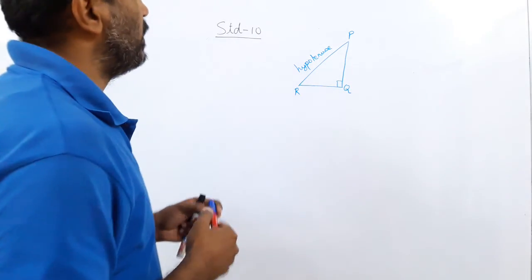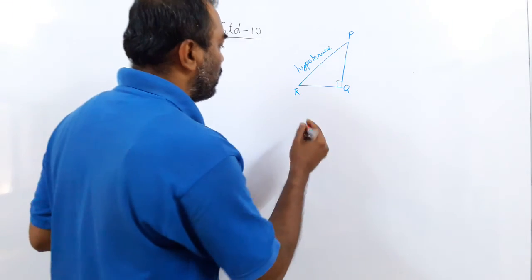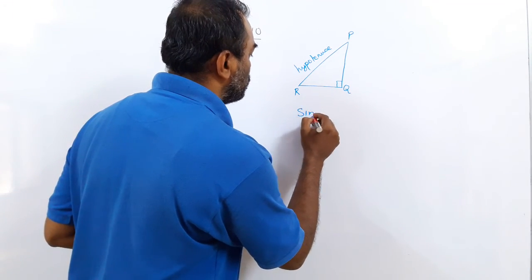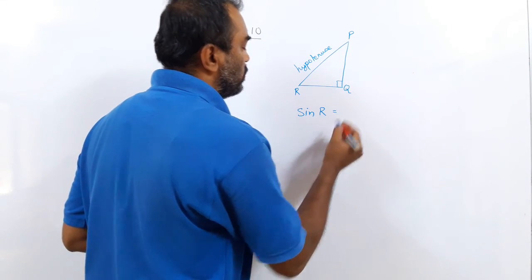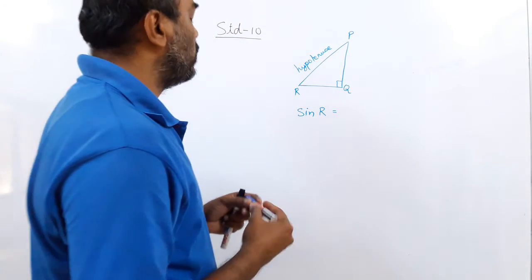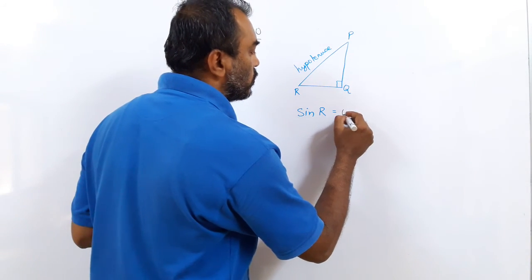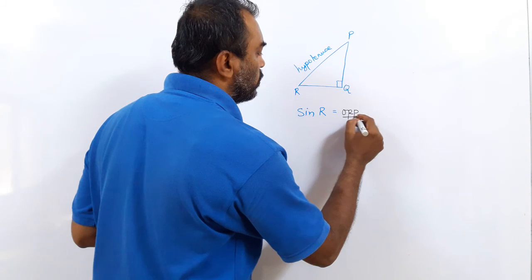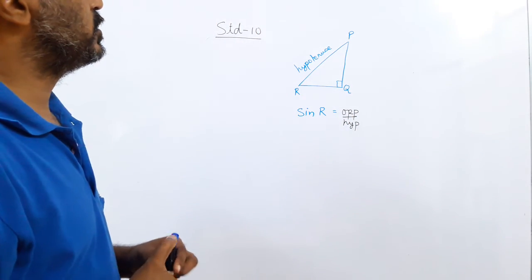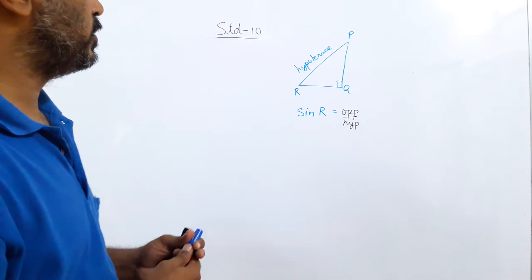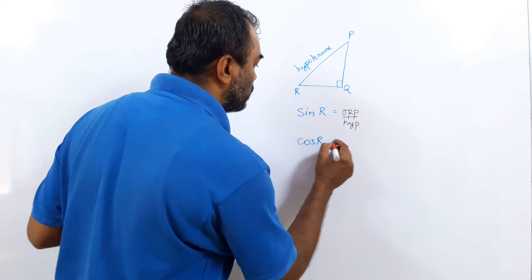Now we can take any angle that we want. So I'll write the first one for you. The sine of an angle, let us say R, is the ratio of the opposite side to the hypotenuse. So this is what we have to revise. I hope you have learned. So quickly fill out the rest.